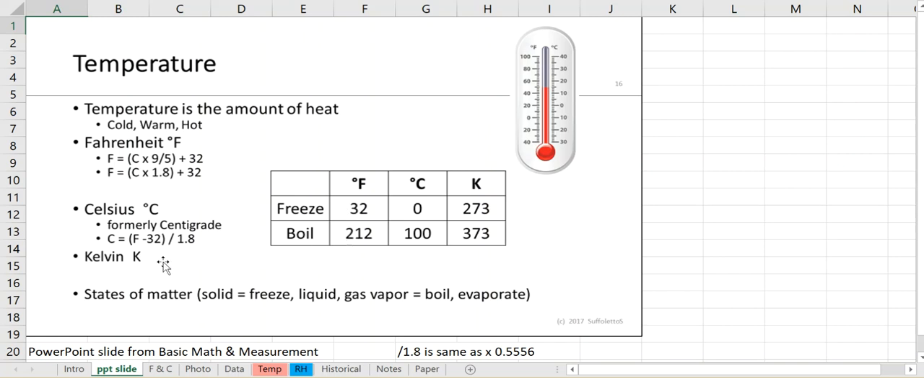And then the third temperature scale we have is Kelvin, and Kelvin is typically used for measuring color temperature of light sources. For example, when we talk about D50, D means daylight, 50 means 5,000 Kelvin or 5K. So again, temperature is you're cold, you're warm, you're hot, and we have three different scales, and we have definitions of the three states of matter here.